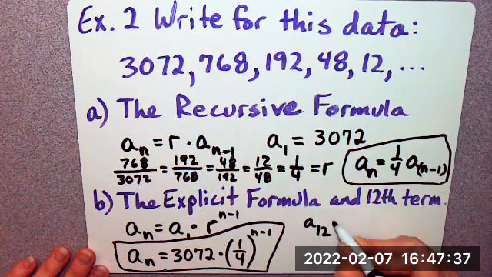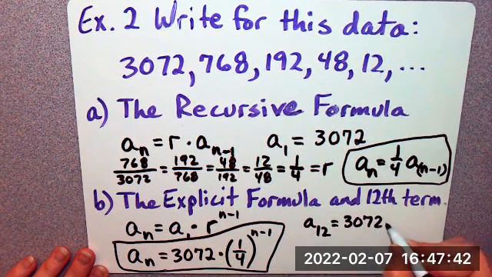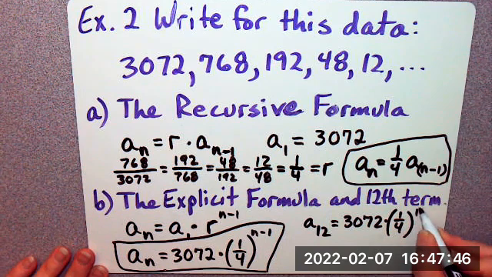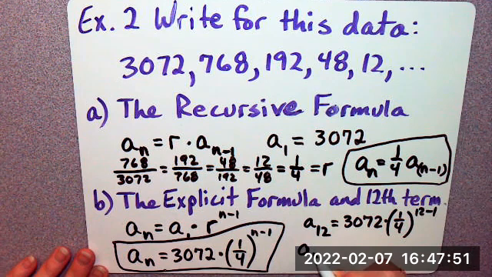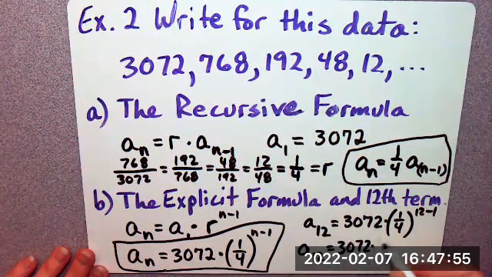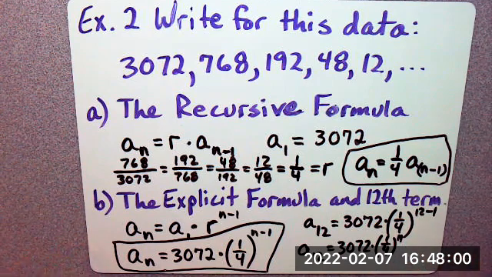So A_12 equals 3072 times 1/4 to the power of 12 minus 1. So A_12 then equals 3072 times 1/4 to the 11th. Let's see what that is. So we have 3072 times, I'm going to put in 0.25, and then to the 11th.